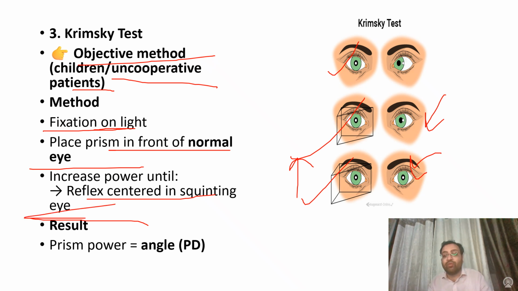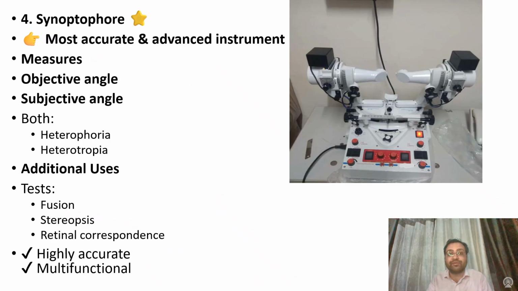Very important. We place the prism in front of the normal eye and we increase the power until the reflex is centered in the squinting eye. So the result is prism power is equal to the angle in prism diopters.